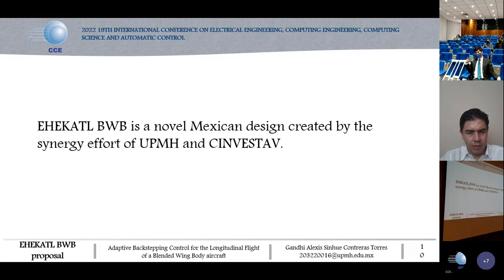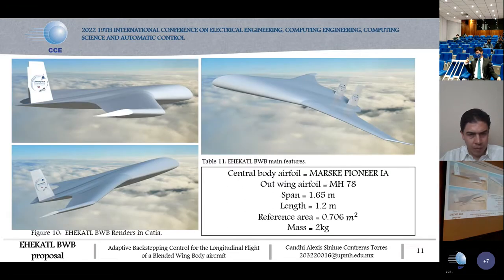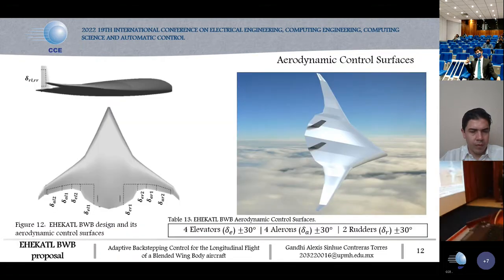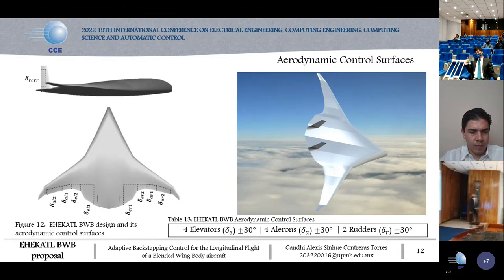And assuming all that, we propose our own blended wing body aircraft that we call EHECAS. It was created and designed in collaboration between the UPMH, the university where I come from, Universidad Politécnica Metropolitana de Hidalgo, and Cinvestav Zacatenco. Here you can see our render design in CATIA and the main features of our design. This kind of configuration uses a reflex airfoil to maintain longitudinal stability. We have this in the central part and this on the other side. Here are the general measurements of our scale model, and here the aerodynamic control surfaces that we implement in our aircraft.